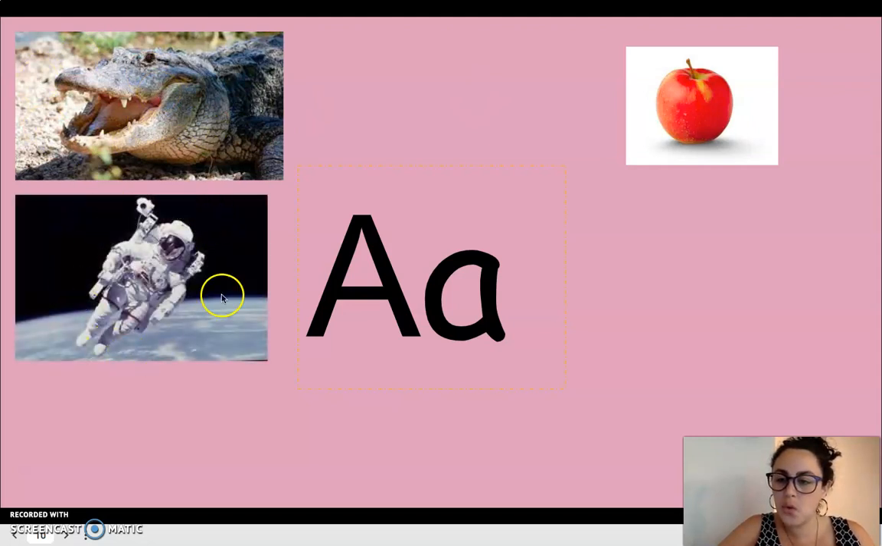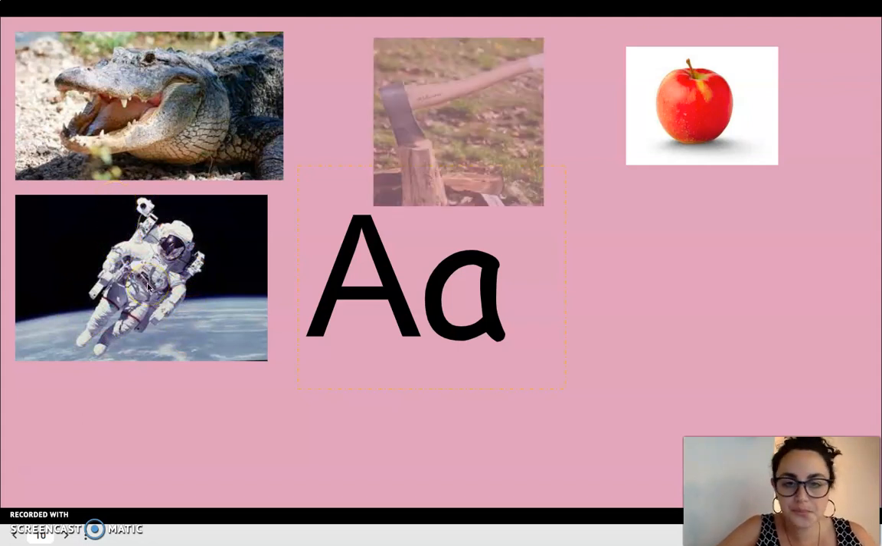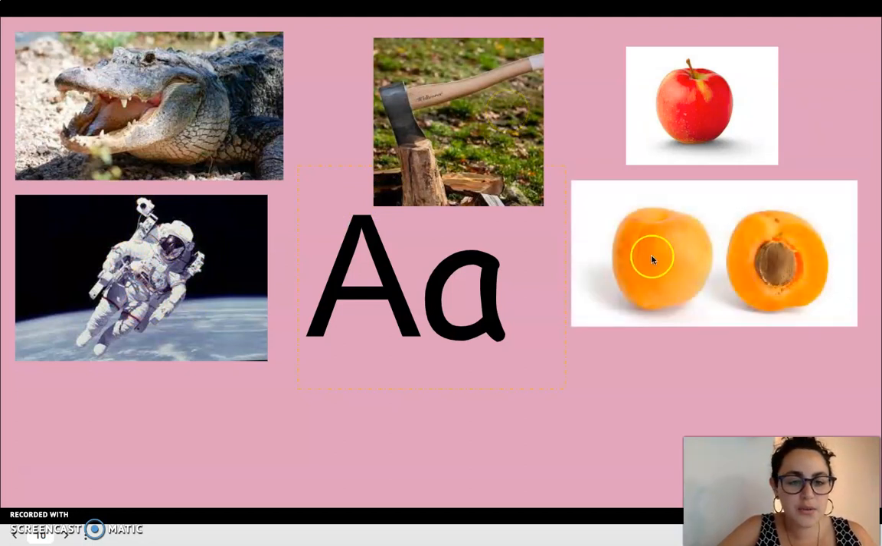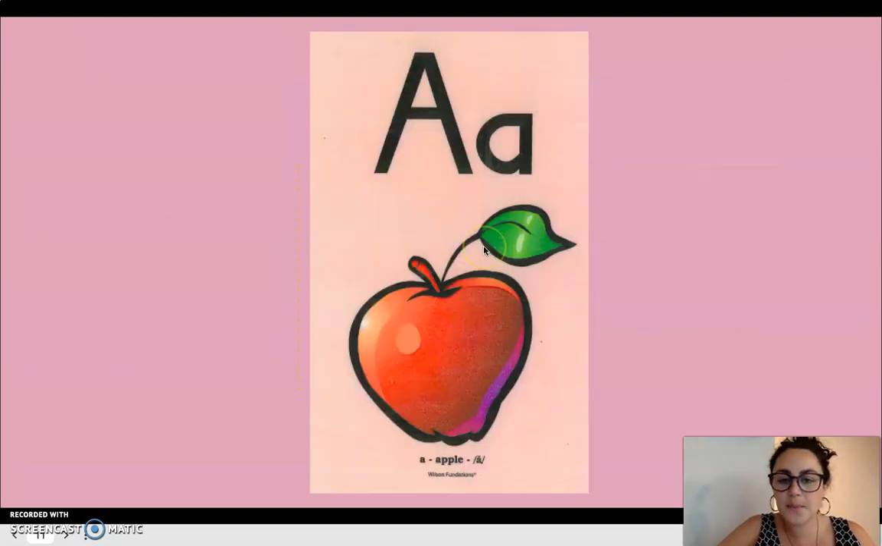Say it with me. Ooh, what is this person? This person is an astronaut. Now I'll say it regularly. Astronaut. That starts with the sound ah, the short A sound. This is an axe. And this fruit is called an apricot. All of these start with the sound ah. Ah is the letter A.